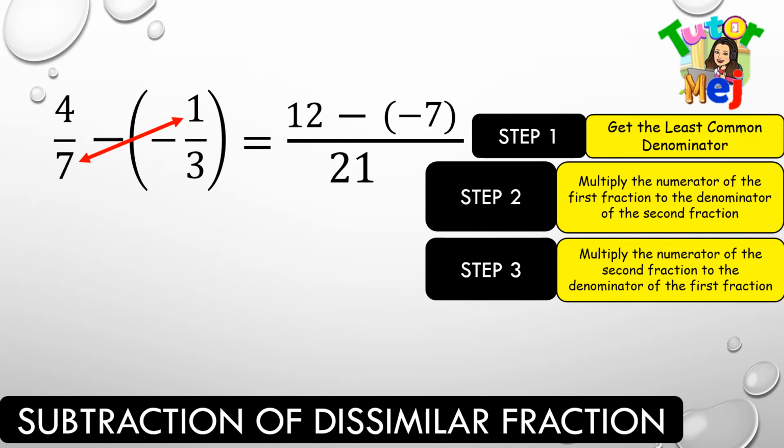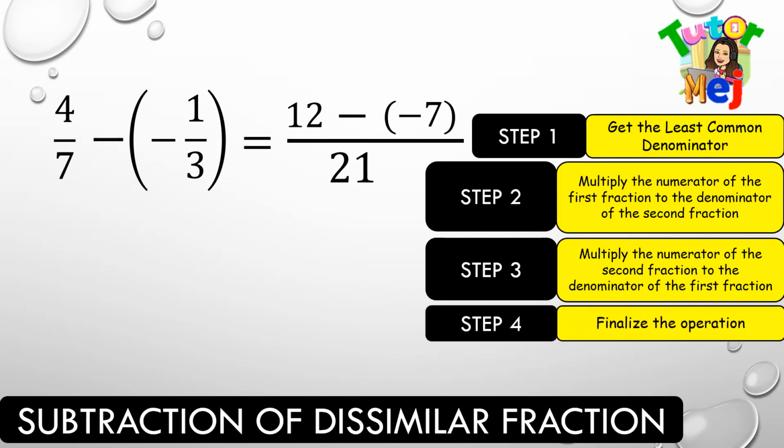So, 7 times 1, we have negative 7. So, bakit negative? Kasi negative yung sign natin sa 1/3. So, yung sign nung 1/3, ilagay natin dun sa 1. So, meron na tayong negative 7. Now, next step is to apply now the addition of integers. So, finalize natin yung operation kasi dalawa na yung magkatabing operation.